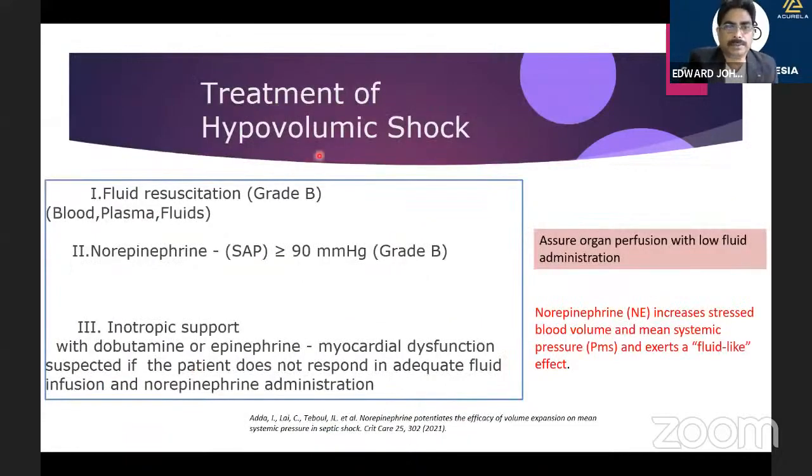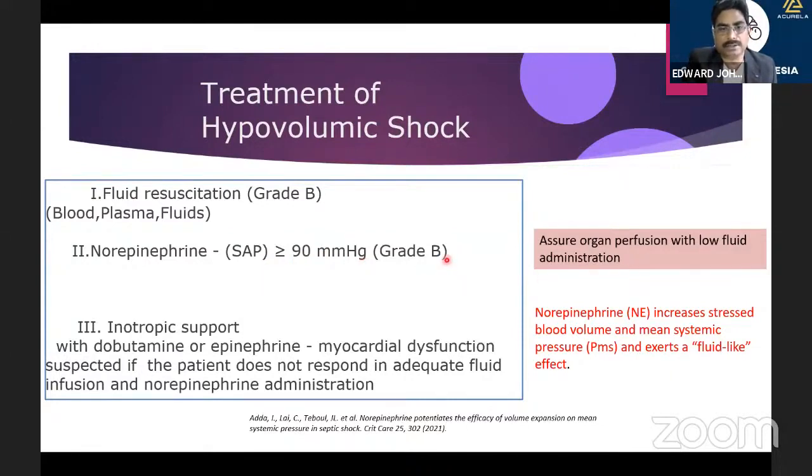So for the treatment of hypovolemic shock, the first line of treatment is to give fluids in the form of blood, plasma and fluids. The second line of treatment is norepinephrine when the systolic blood pressure falls below 90. You know the mechanism: it converts the unstressed volume.